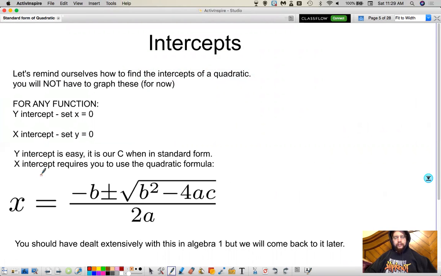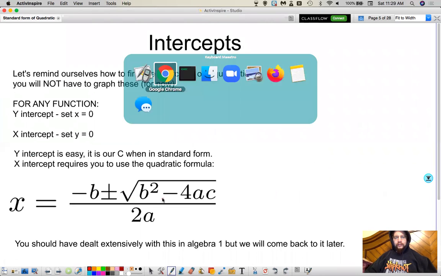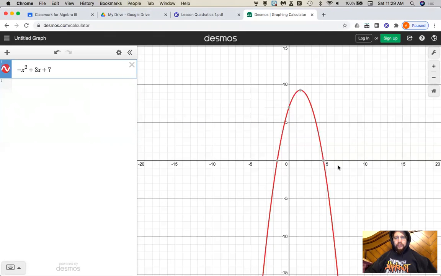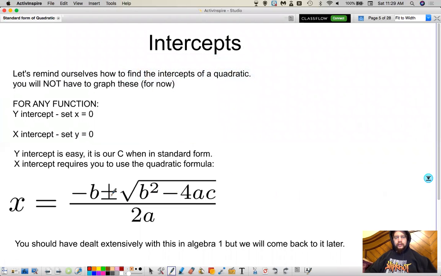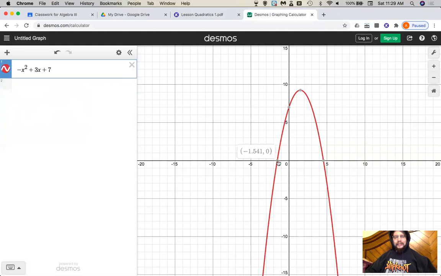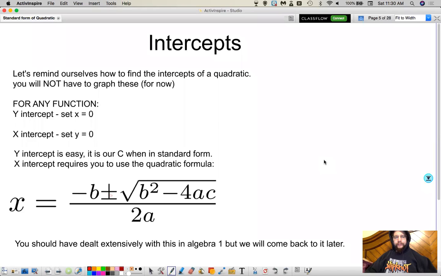Now for the x-intercept, you need to use the quadratic formula, which you should be familiar with from Algebra 1. And we also did it in geometry a little bit, not much. But there's the formula. There's the results. And of course, I'm not going to make you graph these. We're not going to worry too much about the intercepts right now, but we will. You will need to be able to use this formula. You will have to be able to give me these exact values here.